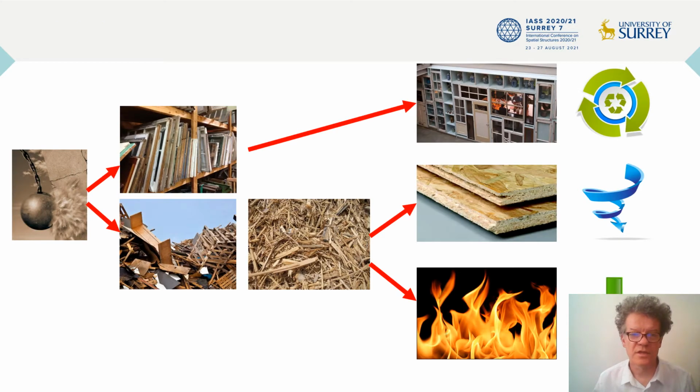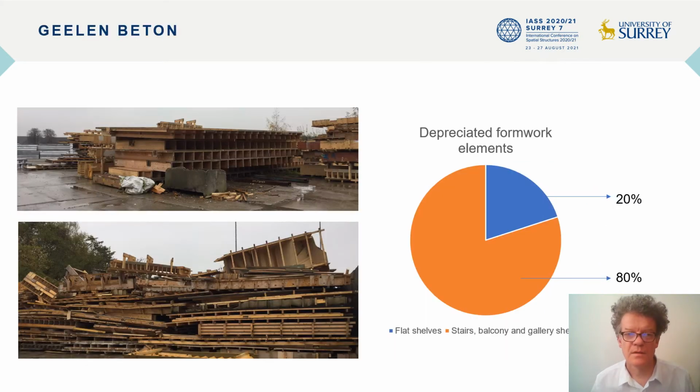So here you see the schedule, so you can reuse material and reuse it again for buildings. The other option is that you make waste out of it and then you burn it or reuse it in another way. By using 20% of the waste by Geelen Beton, you could reuse it. The other 80% is harder to reuse.